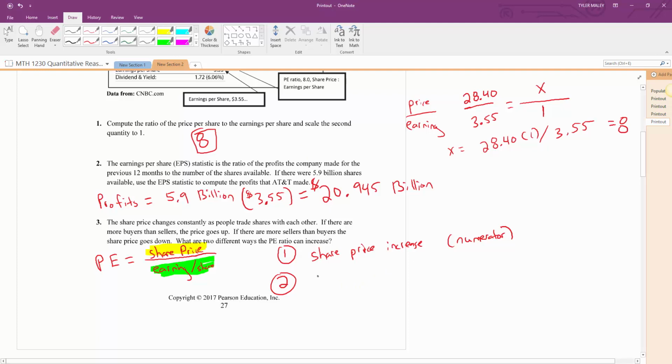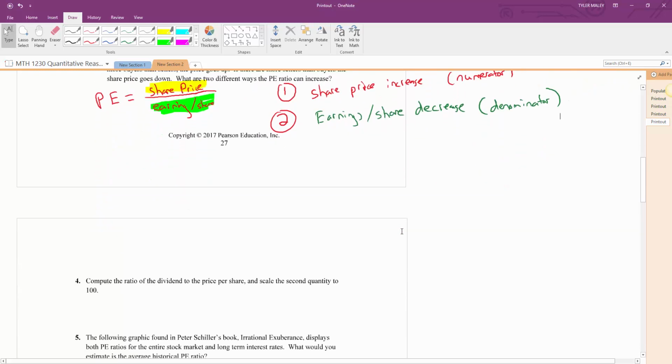So the earnings per share would have to decrease, and this is the denominator. Okay. So not too bad, right?